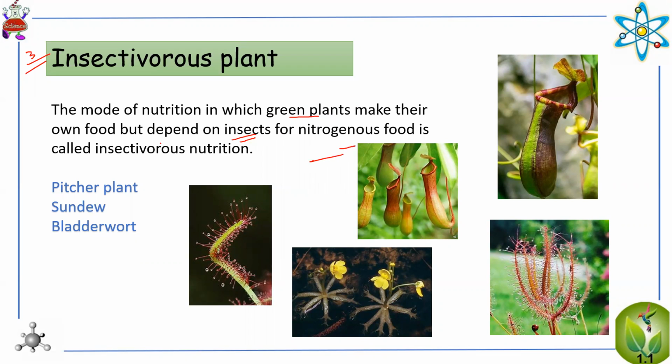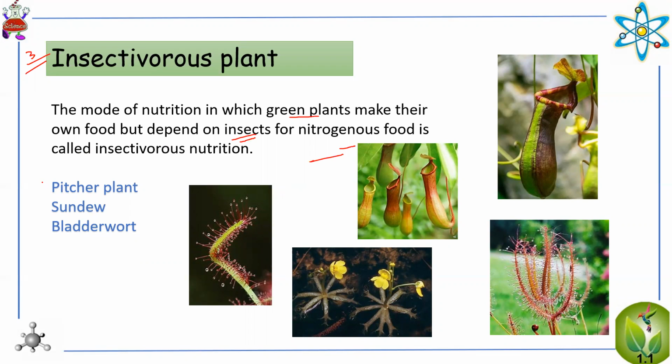For the nutrients, they depend on insects. Okay, it can live without insects, but what about the requirement of nutrition? We cannot eat junk food all day. We require healthy food for nutrition. So that is the case here. They can prepare their own food, but they require nutrition.